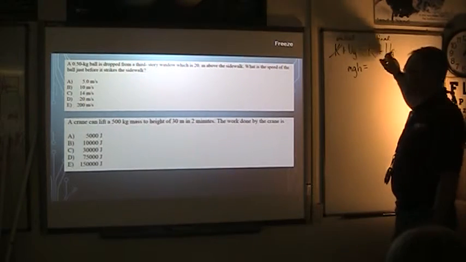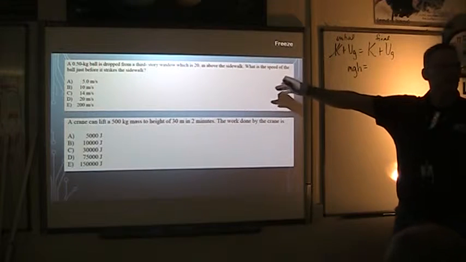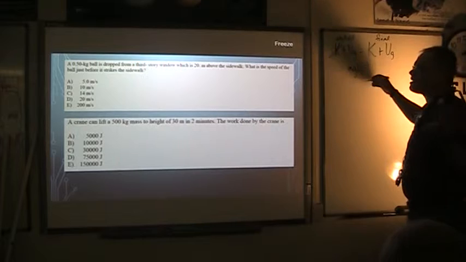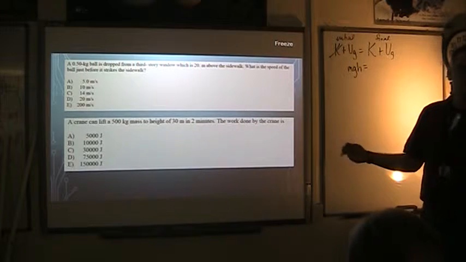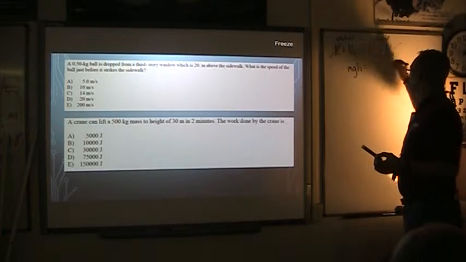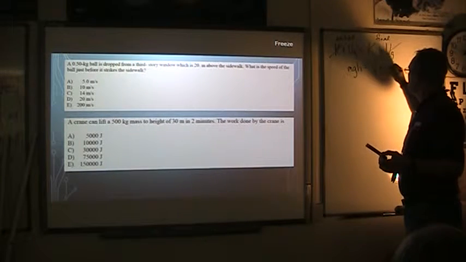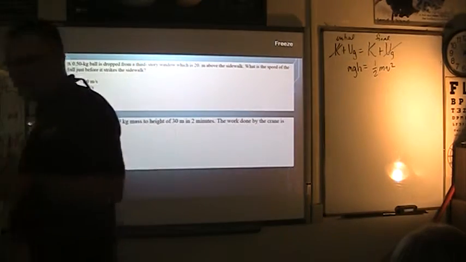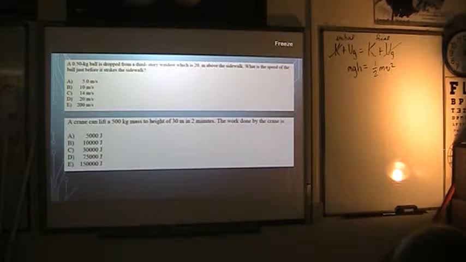Let's look at potential at the end. Zero. Why is it zero at the end? It's at a zero point. It hits the sidewalk. Usually we say the ground is a zero point, correct? So no potential at the end. So this tells me, Gage, you were right, that the initial potential is going to be turned into kinetic energy.